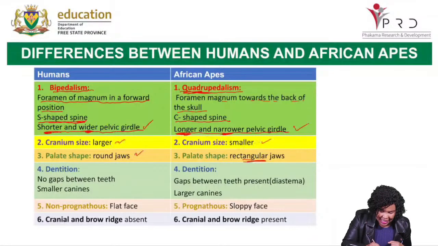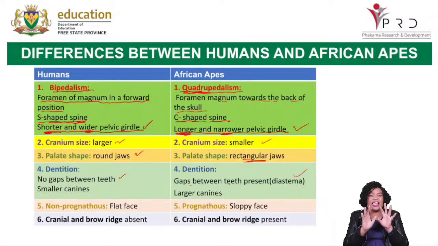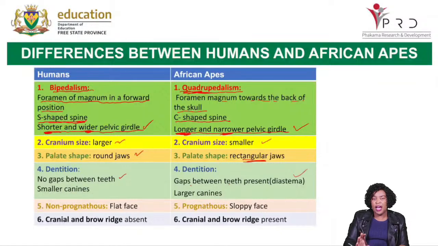And then how are the teeth? The dentition. The teeth of the human beings, they have no gaps in between the teeth. And then the teeth of these African apes, they have gaps in between, which we call a diastema. So if you are given just the teeth, you must look. The ones that have smooth teeth without gaps will be the one of the humans. The one that has gaps or the diastema will be the one of the African apes.